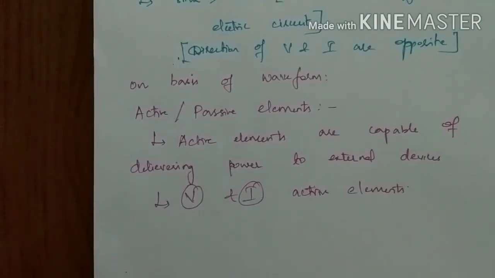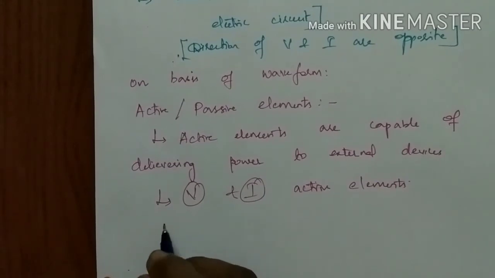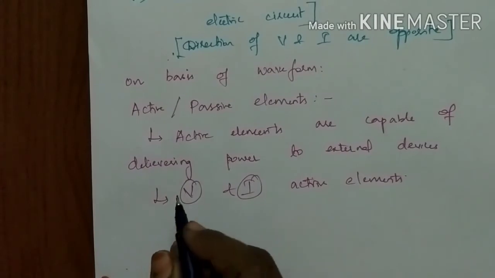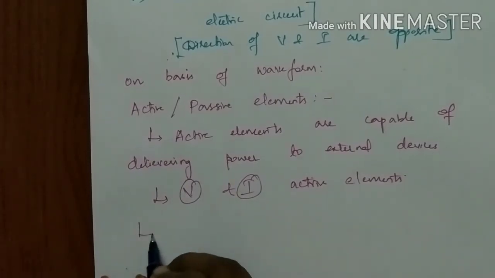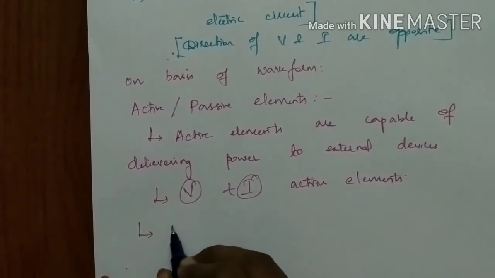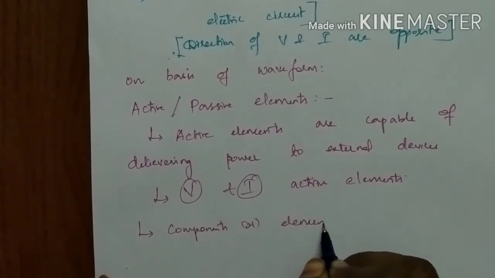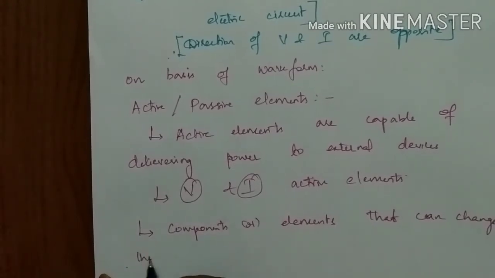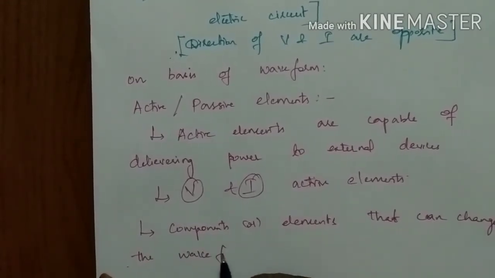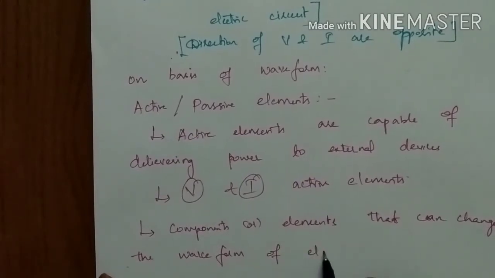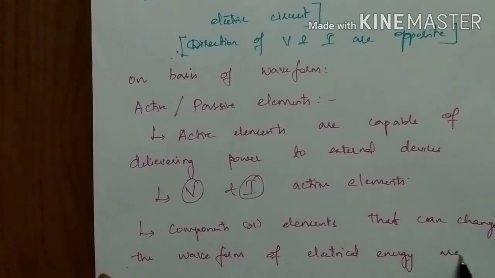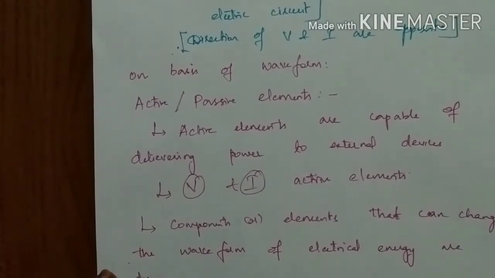And we can also define an active element by the components that can change the waveform of the electrical energy. The other definition of an active element is components or elements that can change the waveform of electrical energy are termed to be as an active element.